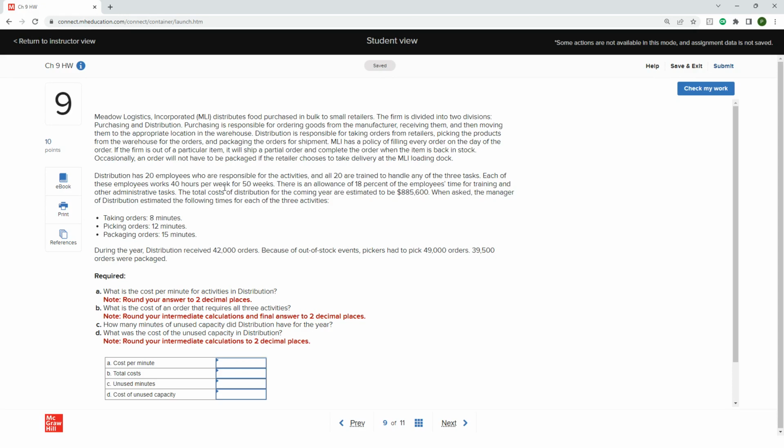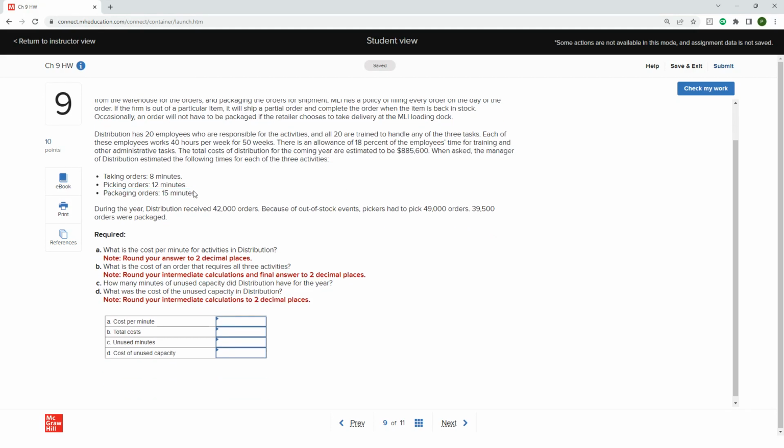The company has 20 employees. These employees work 40 hours a week for 50 weeks. So it looks like they get 2 weeks vacation. They allow the employees to have 18% of their time for training and other administrative tasks. So the other 82% they must be working. The total cost of distribution is $885,600. The time for each activity is 8 minutes for taking orders, 12 minutes for picking orders, and 15 minutes for packaging orders.